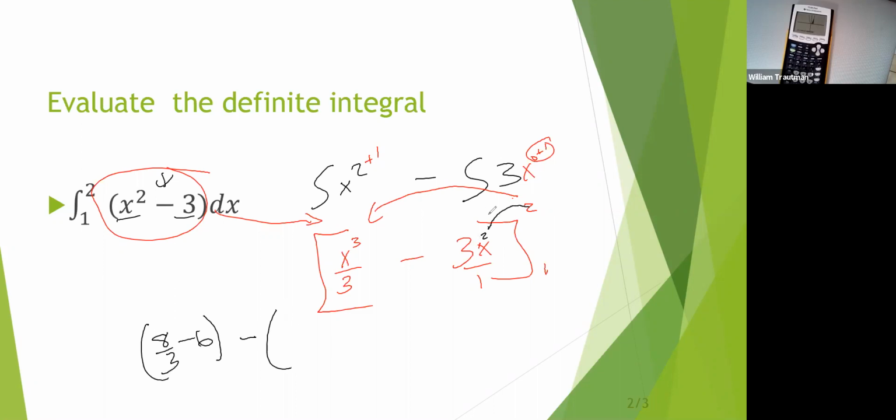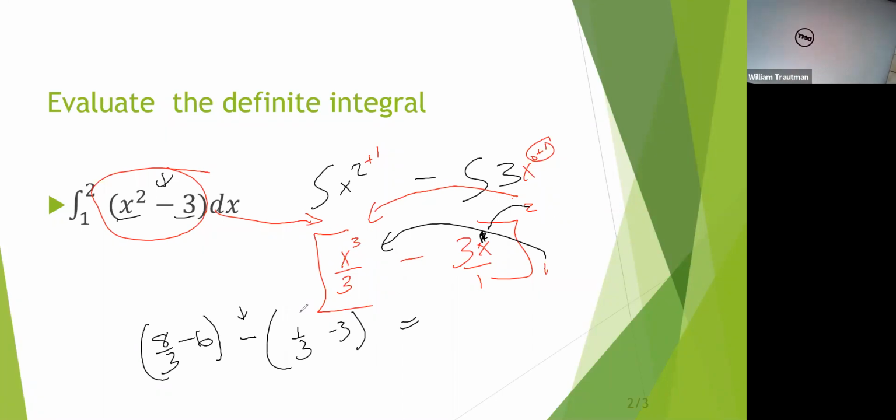Plug 1 into the function now. 1 to the 3rd power is 1, divided by 3 is 1/3. Plug 1 into the function here. 3 times 1 is 3, minus 3. And this is our answer. You plug 2 in, and then you subtract and plug 1 in.